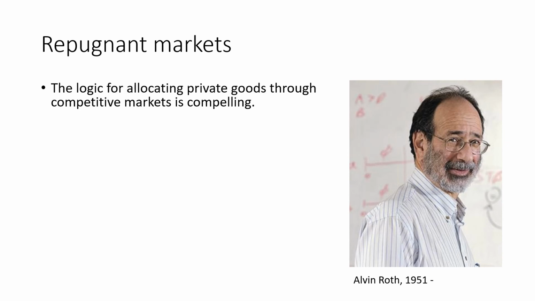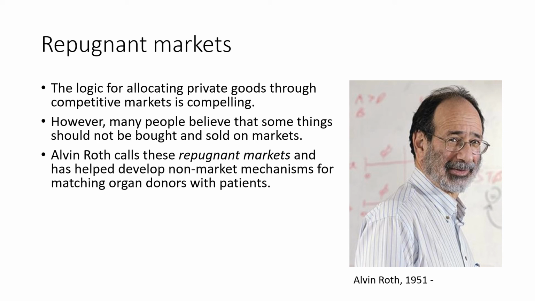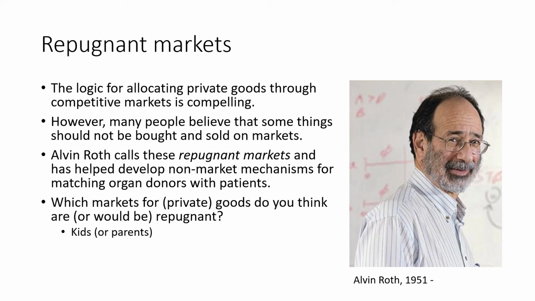The logic for allocating private goods through competitive markets is compelling. However, many people believe that some things should not be bought or sold on markets. Human organs is one of those things. Alvin Roth calls these repugnant markets and has helped develop non-market mechanisms for matching organ donors with patients.